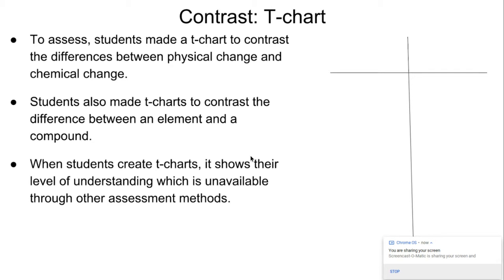Next, T-chart. You would use T-charts to contrast items. To assess, students made a T-chart to contrast the differences between physical change and chemical change. Students also made T-charts to contrast the difference between an element and a compound. When students create T-charts, it shows their level of understanding, which is unavailable through some other assessment methods. And here is an example of a lovely T-chart that I drew.